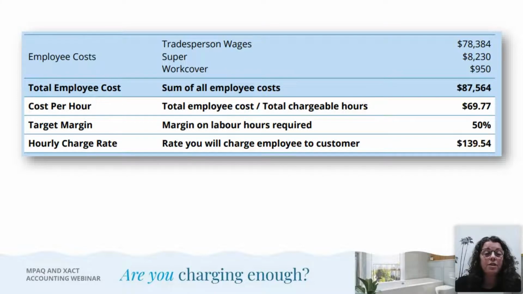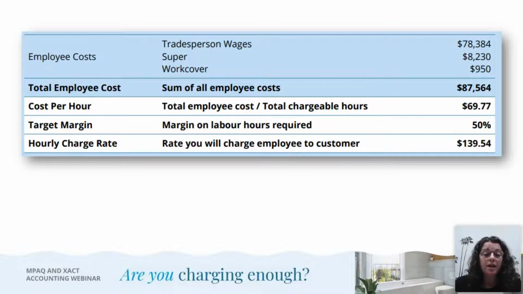So our actual costs for this employee is 87,500, not the base 78 that we'd often work with. So once we've worked out the base wages, take into account our actual chargeable hours: 87.5 divided by the 1,255 hours we had on the previous slide gives us a charge rate or raw cost for this employee of $69.77.